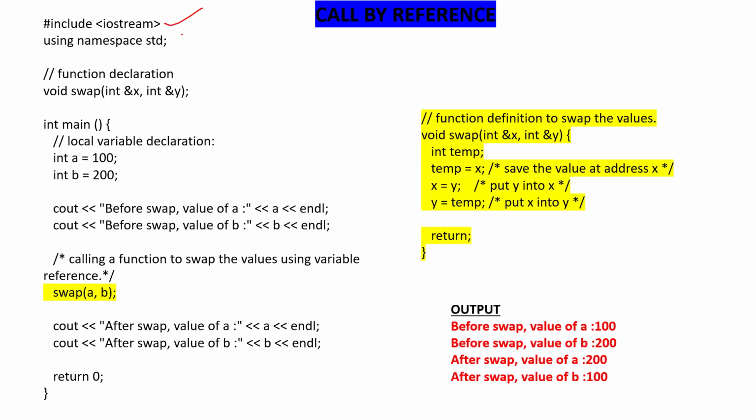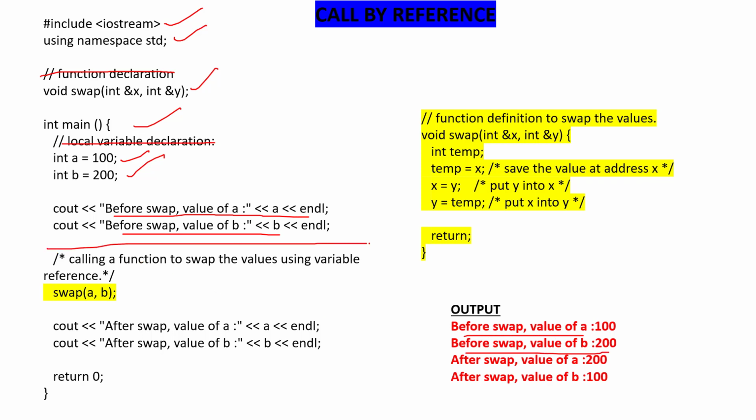Okay, this won't be read by the compiler. int a = 100, b = 200. Before swap, value of a is 100, and before swap, value of b is 200. This won't be read by the compiler, it's for your understanding. swap(a, b). So you don't need an ampersand in the case of reference.